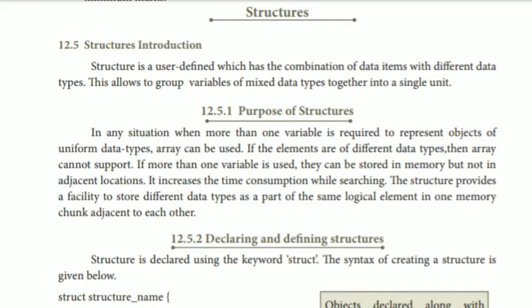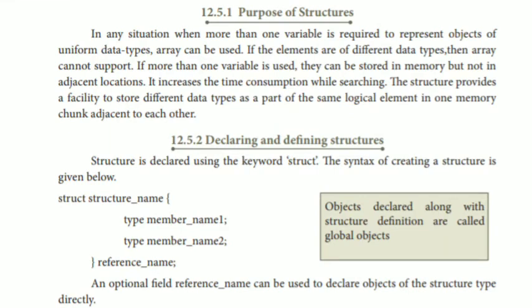Next, the purpose of structures. In any situation when more than one variable is required to represent objects of uniform data type, an array can be used. If the elements are of different data types, then an array cannot support it. If more than one variable is used, they can be stored in memory but not in adjacent locations. It increases the time consumption while searching.